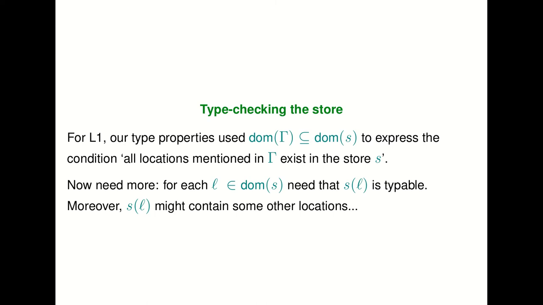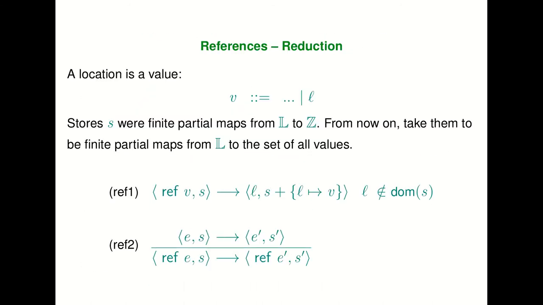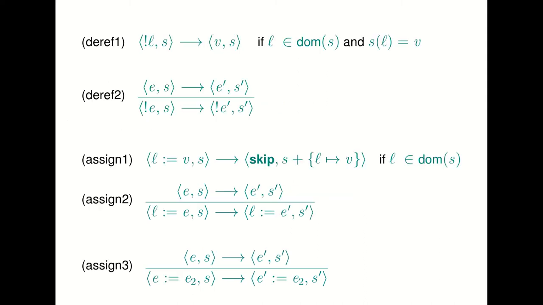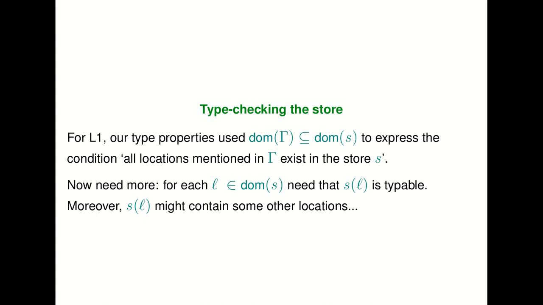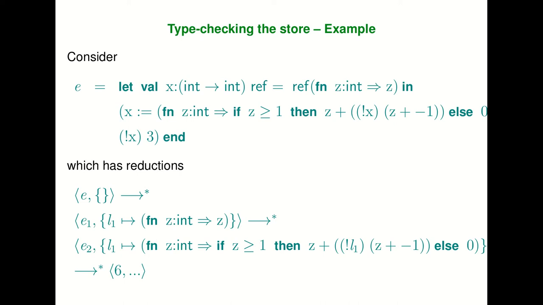And moreover, as the program evaluates, the domain of the store will change. So if you look at this reference, the domain is going to grow when we do the allocation. And so we also have to take into account the fact that the domain of the store can grow as the program evaluates.